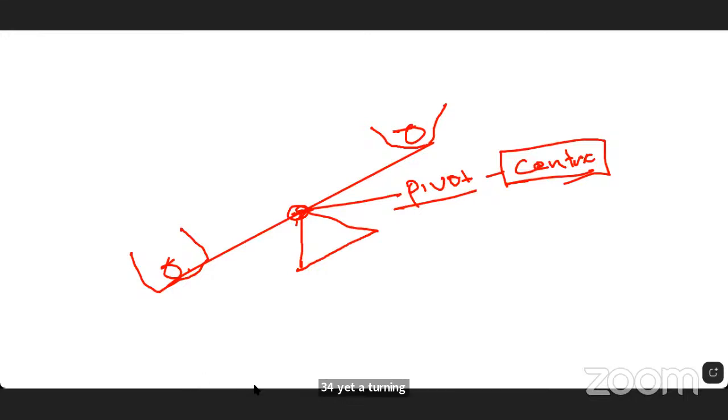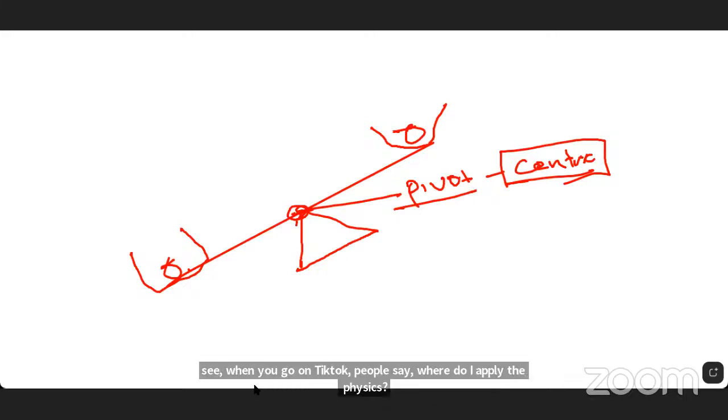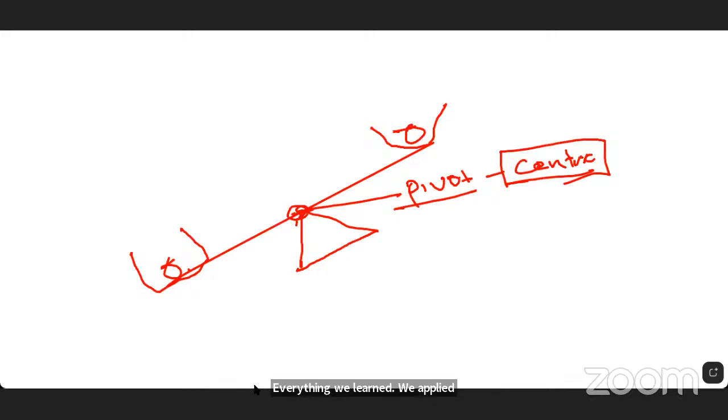People who were jumping out of physics classes, you see when you go on TikTok, people say, where do I apply the physics I learned? Everything we learned, we apply it somewhere. The turning point. Now we all know about the pivot point.